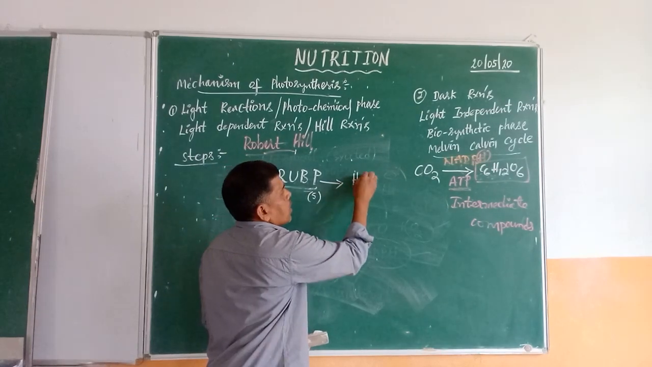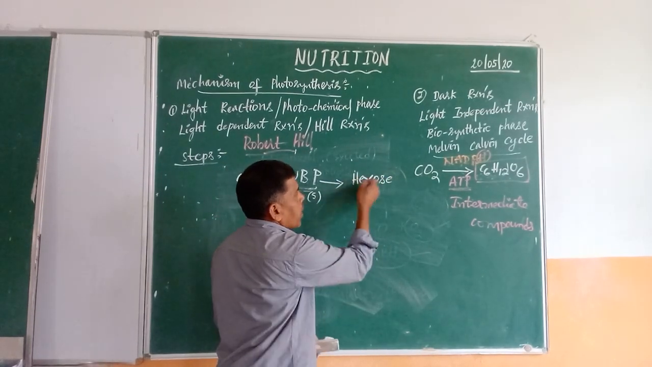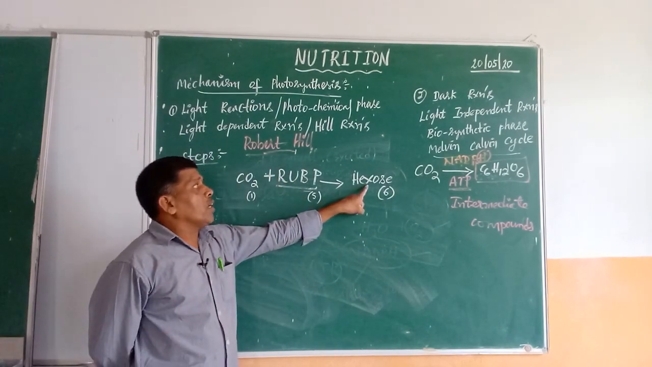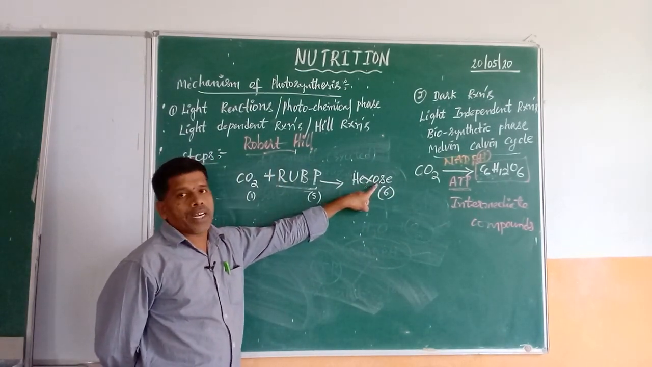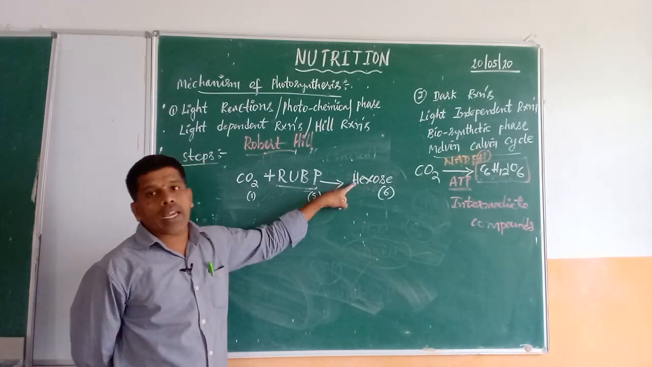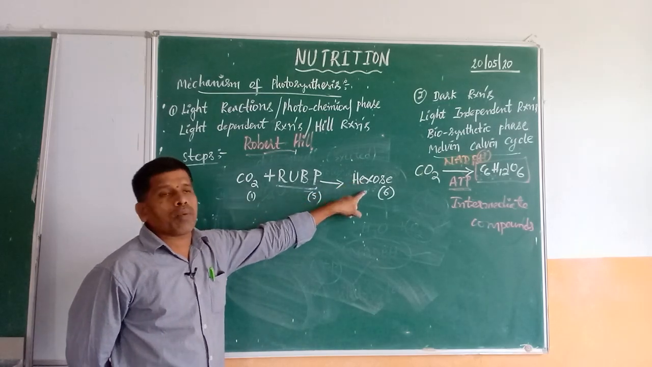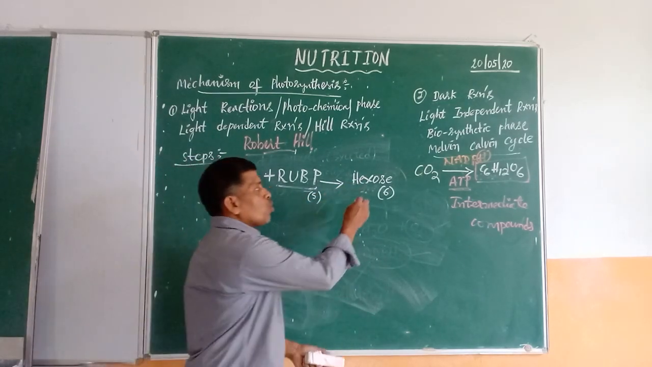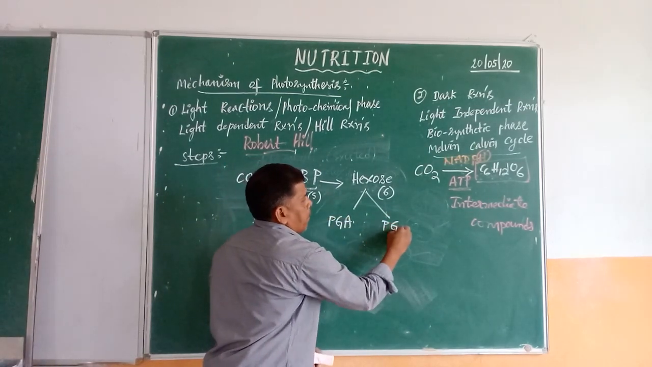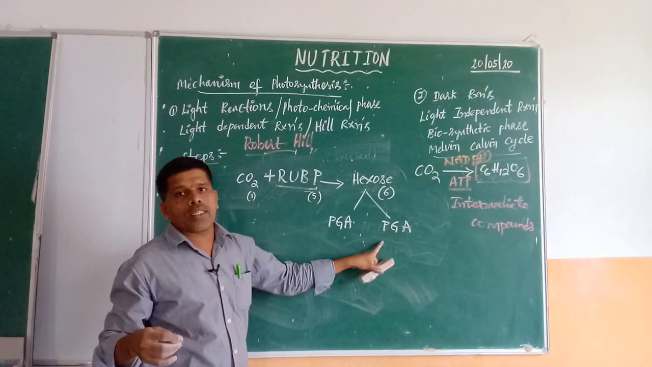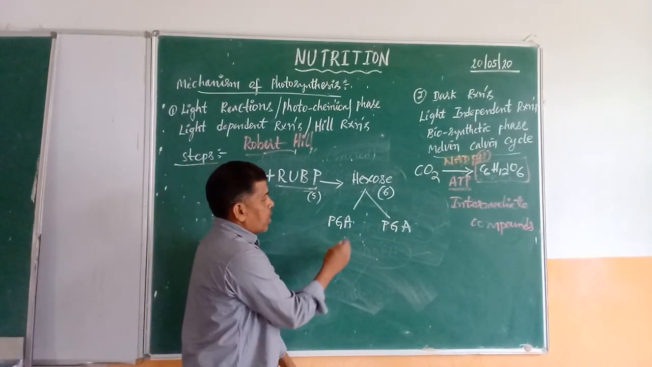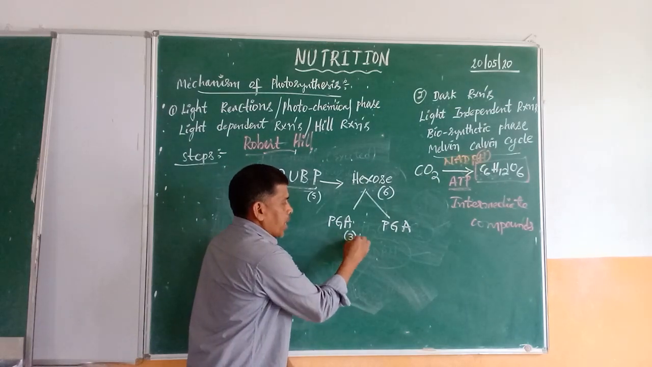When there is a chemical reaction between carbon dioxide and RuBP, you get a new molecule called hexose. Hexa means 6. That means a new molecule containing 6 carbons. A sugar molecule with 6 carbons is called a hexose molecule, and this is highly unstable. Immediately it splits up into two molecules of phosphoglyceric acid, PGA. PGA stands for phosphoglyceric acid. Each phosphoglyceric acid molecule contains 3 carbons.